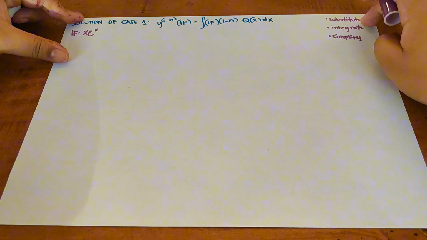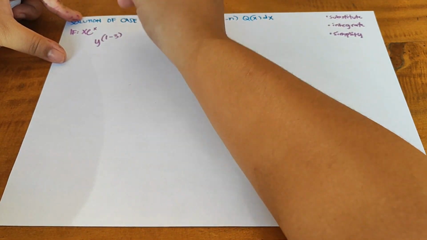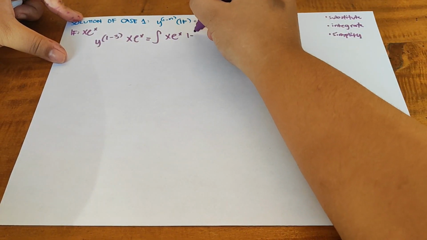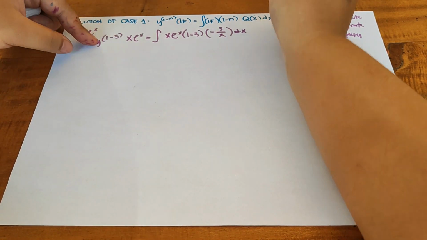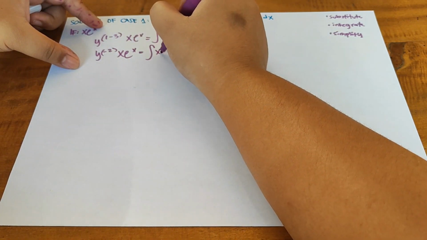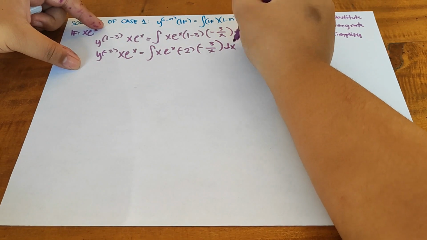First, we will substitute into the equation. So we have y to the power of 1 minus 3, our n, times x e to the power of x, our IF, is equal to the integral of x e to the power of x times 1 minus 3 times negative 3 over x dx. Now we will simplify the equation. So we have y to the power of negative 2, copy the IF, is equal to the integral of IF, copy, and then negative 2 times negative 3 over x dx.